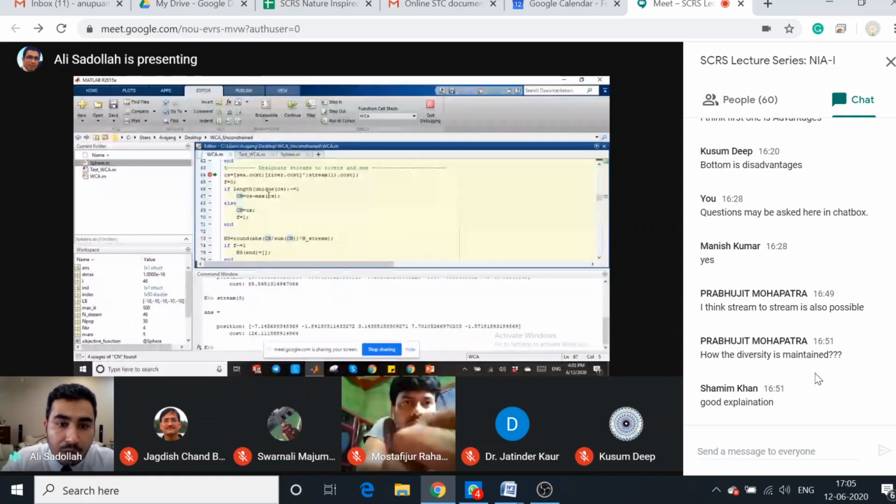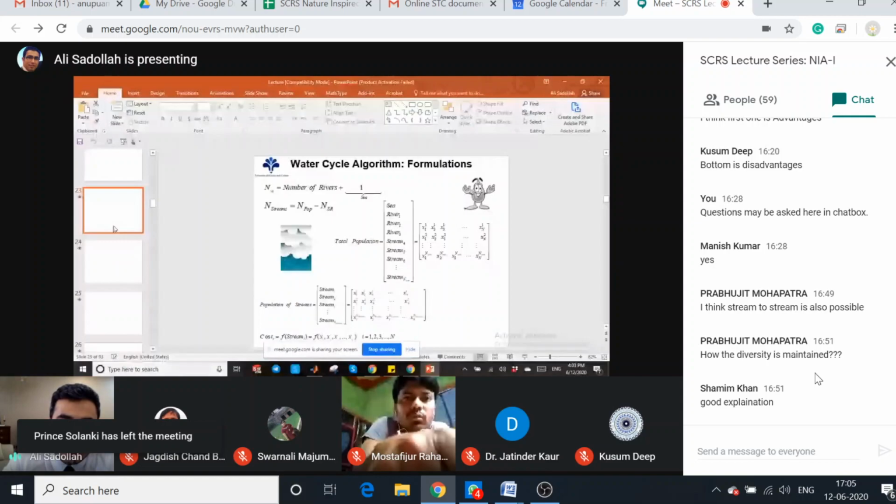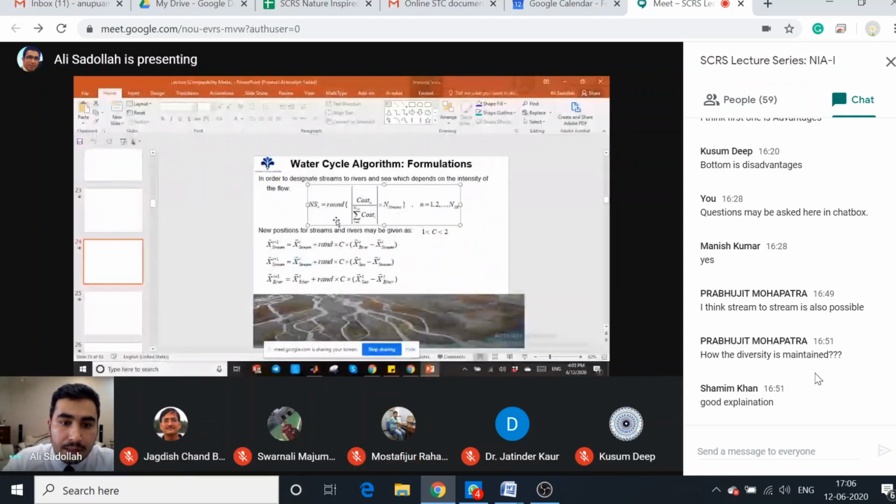So this is the same equation I already showed you in the slide. The round of absolute Cn divided by summation of Cn. I can show you here. This is the same equation. This equation is like that one. NSn equals Cn divided by the summation of the Cn times the number of streams.